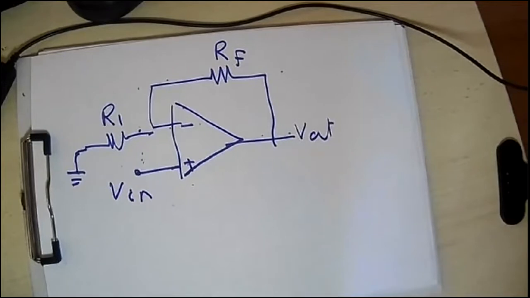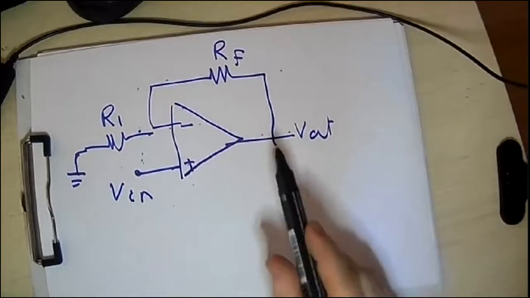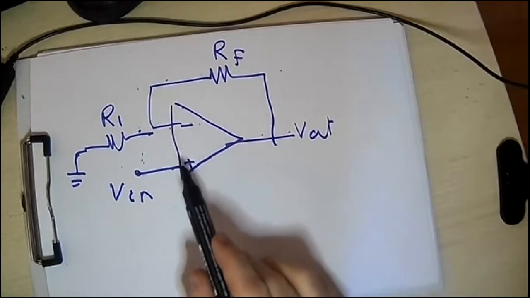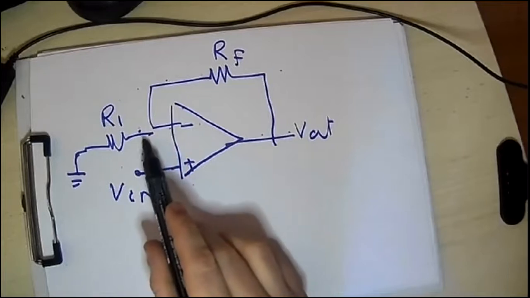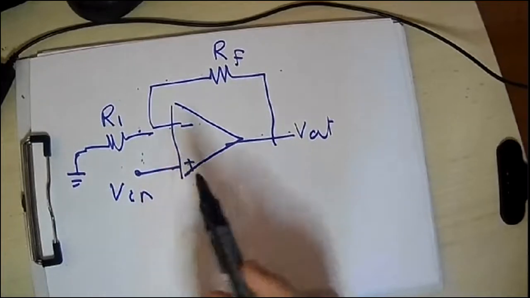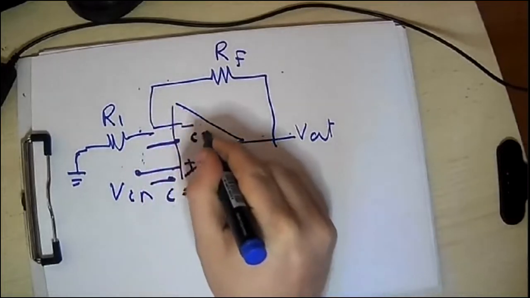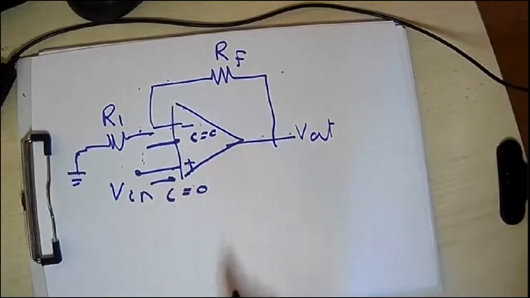Let's now see how we can determine the gain of this configuration. So again, please don't forget our 5 important notes whenever you are dealing with an ideal operational amplifier. The input impedance is equal to infinity. The output resistance or impedance is equal to 0. V plus and V minus, or V1 and V2, are equal. The current flowing inside the operational amplifier is equal to 0. So this current is equal to 0. And the open loop gain is equal to infinity.